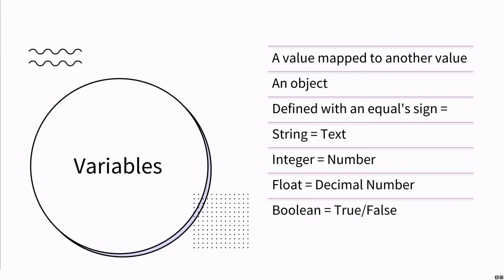A variable can be a string, which would be a text message or something in written letters. It can be an integer, which would be a whole number, a float, which would be a decimal number, or you can even have Boolean variables which are true or false given a certain condition.